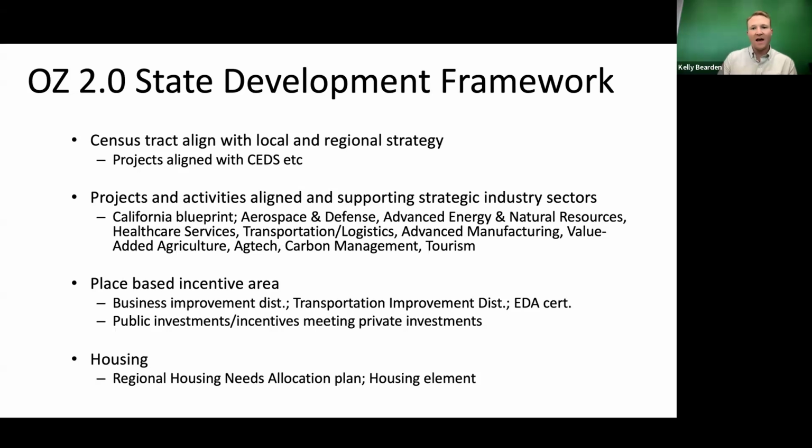We've met with the state. They have some development framework. This is largely how they will be reviewing our submission. They are looking for census tract alignment with local strategy and regional strategy. And this is what I mean by strategy informed.